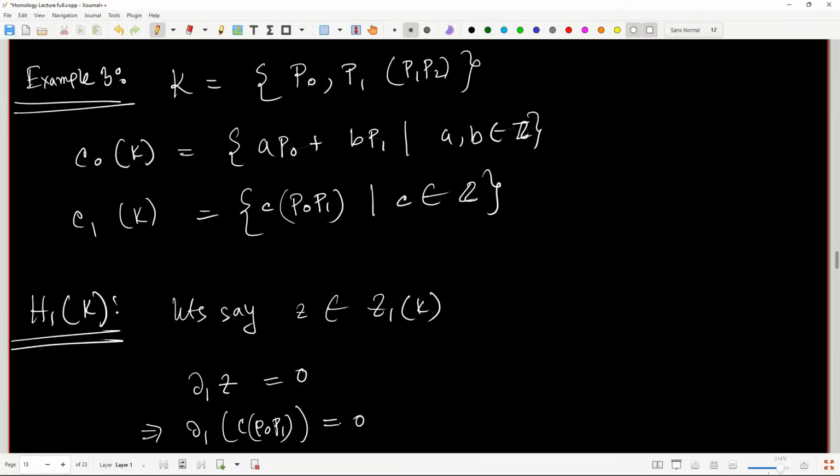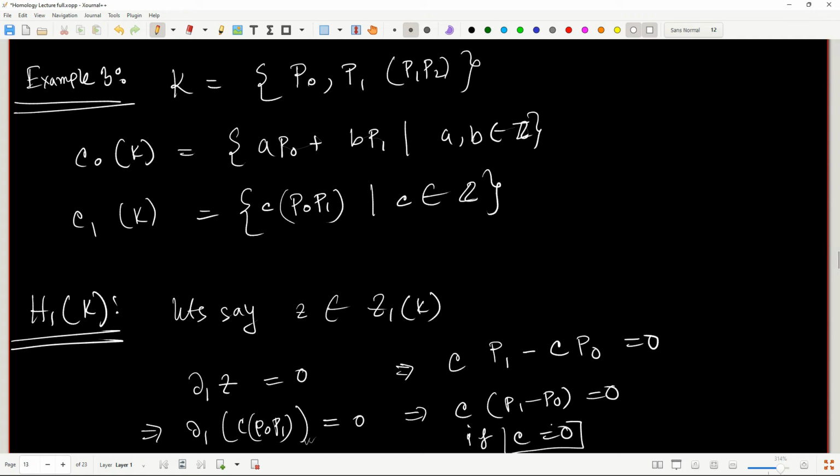Well, this is a one chain, right? And from a one chain we want to compute the one cycles. So that's how we do it. That's what we have been doing so far. So if I do that and I continue with this calculation, this will give me c p1 minus c times p0 equals to 0. And this is only possible if c equals to 0.